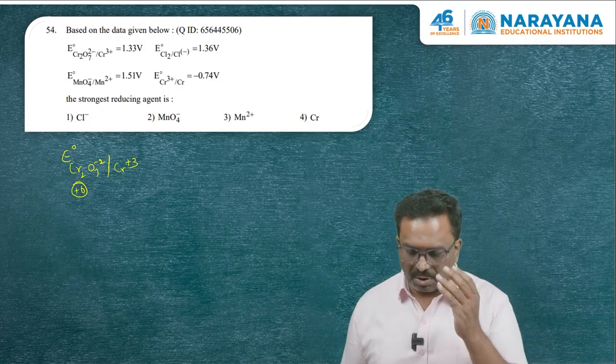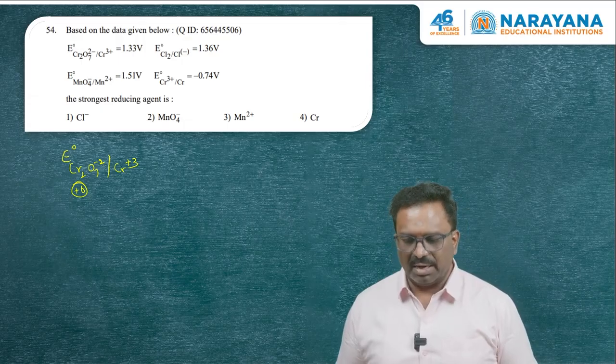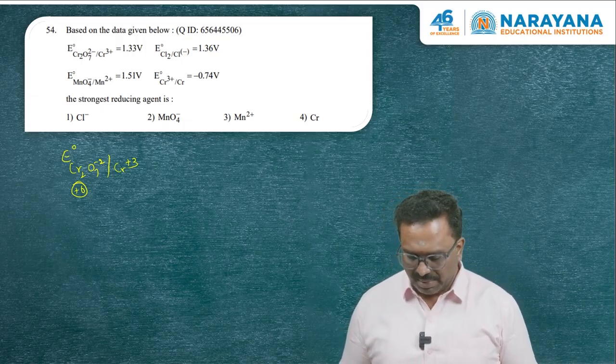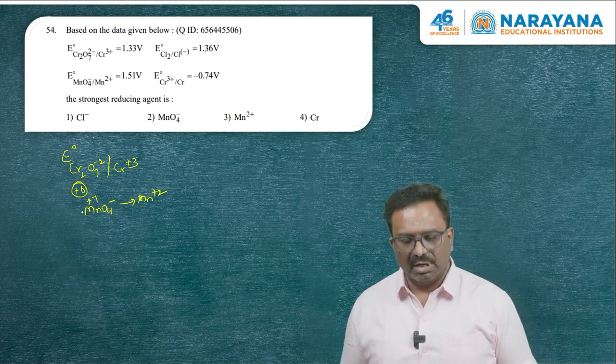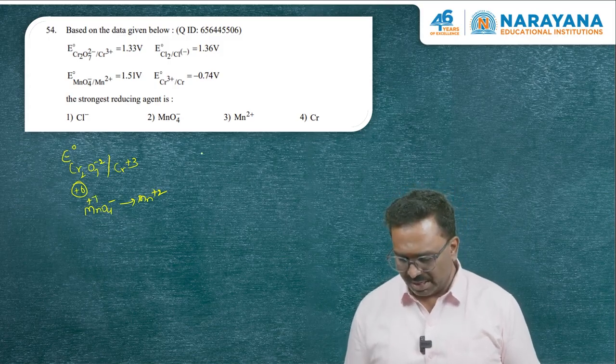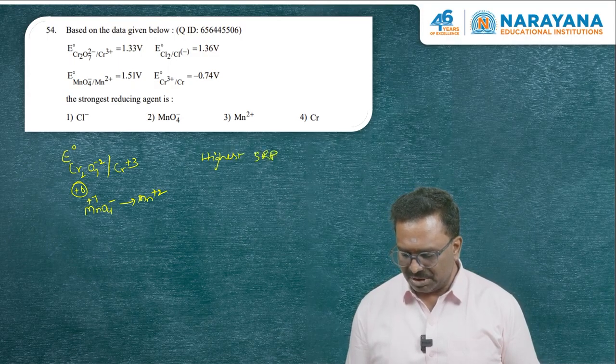In case of chlorine also you can identify that reduction potential was given. Manganese also the same, MnO4- is turned into Mn2+. So reduction potentials are given here. When reduction potentials are given, the highest standard reduction potential acts as a good oxidizing agent.